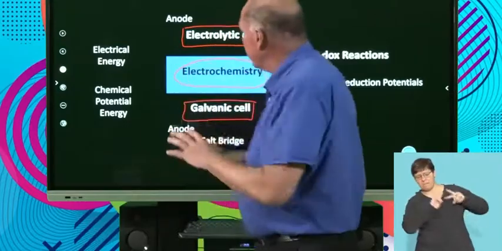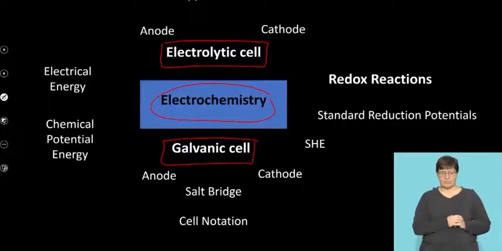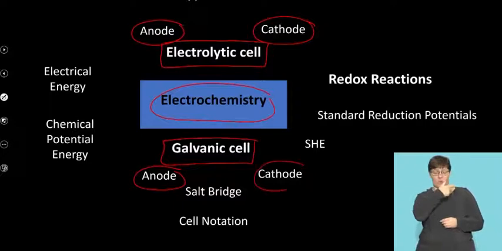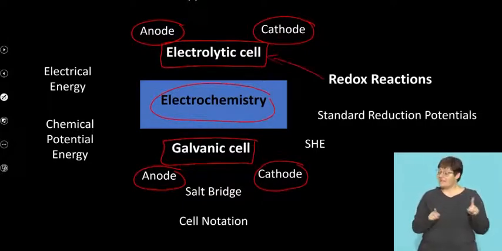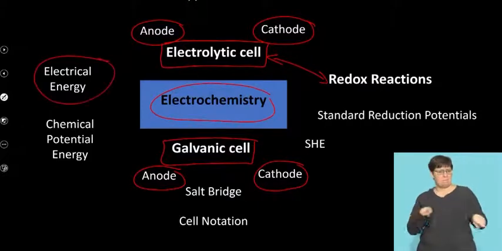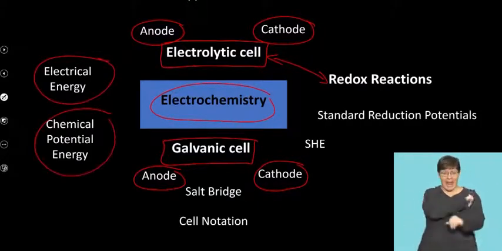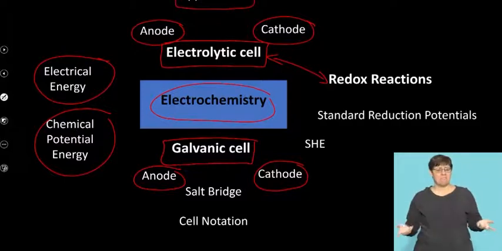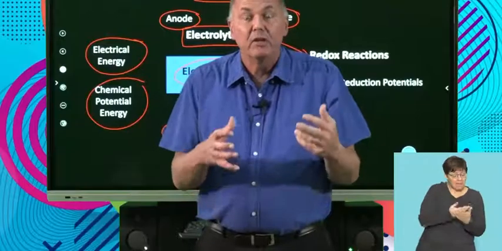So if you look at the concept map, you'll see that the electrolytic cell also has an anode, just like the galvanic cell. It has a cathode, just like the galvanic cell. It also depends on redox reactions. It is also involved in energy transfer, and we're going to have to look at this. The most interesting thing is that there are lots of applications for the electrolytic cell.